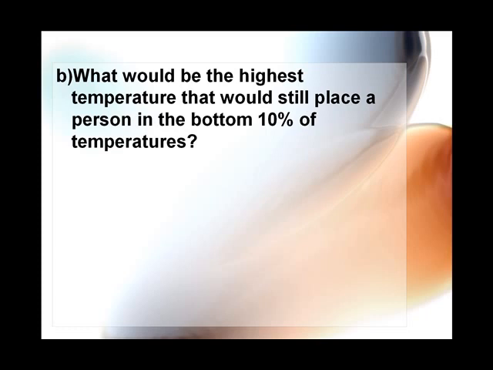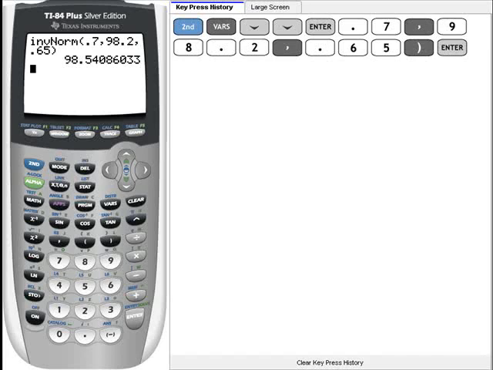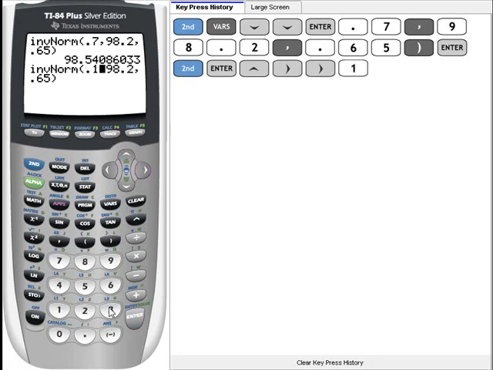Now we need to do part B, and we are going to use the same command, so we can press second, enter, which would be entry, arrow up and arrow across to 0.1, which is 10%, to the left of the value we want, and use the same mean and the standard deviation. Press enter from anywhere on the line, and we find that the highest temperature that would still place a person in the bottom 10% of temperatures is 97.4.